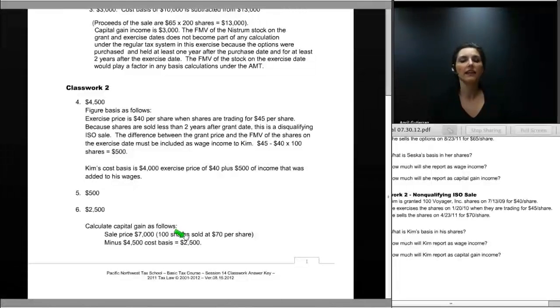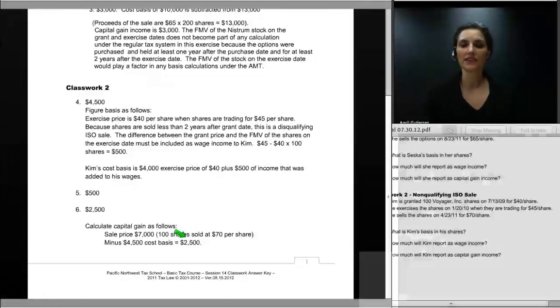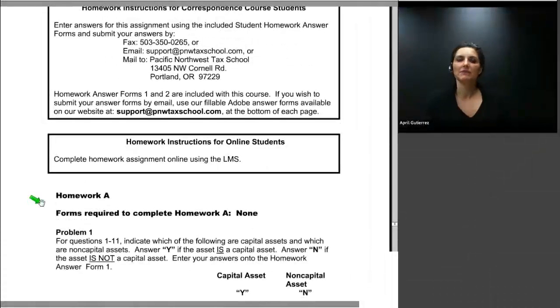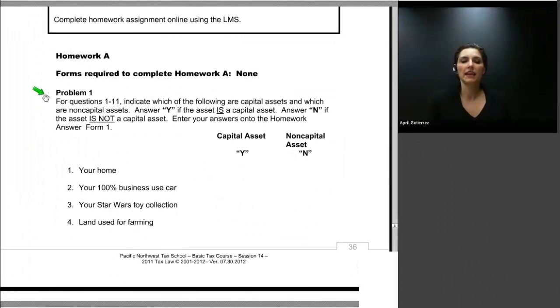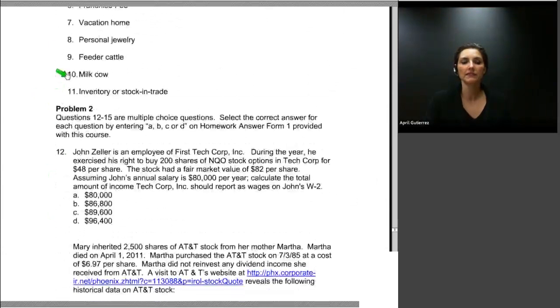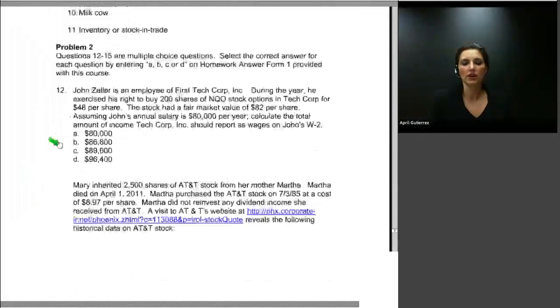Let's take a look at the homework assignment for Session 14. It is now time to complete the homework assignment for session 14 of the basic tax course, and it's quite a lengthy homework assignment. We're throwing all kinds of different scenarios at you. The first part is relatively simple though. Homework assignment A, problem 1, we're asking you to identify which of the following assets is a capital asset and which is not a capital asset. In problem number 2, we've thrown some multiple choice questions at you. We're asking you to figure the cost basis and answer the questions as shown in these problems.